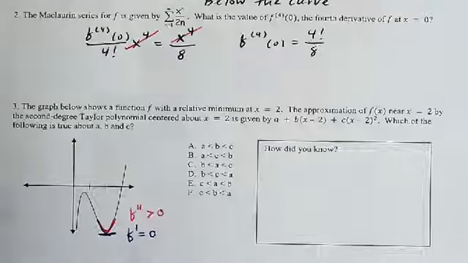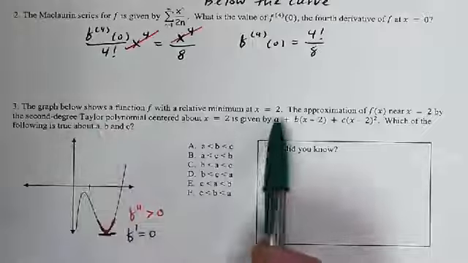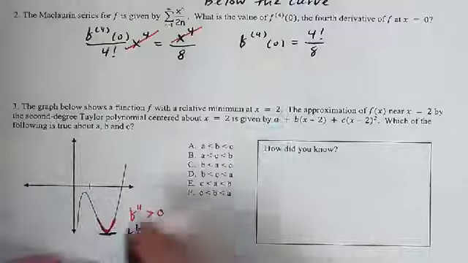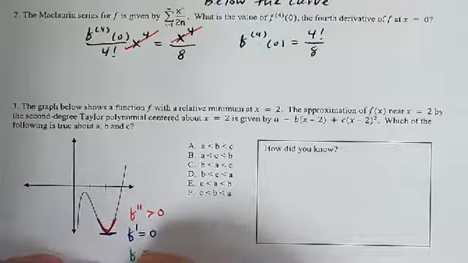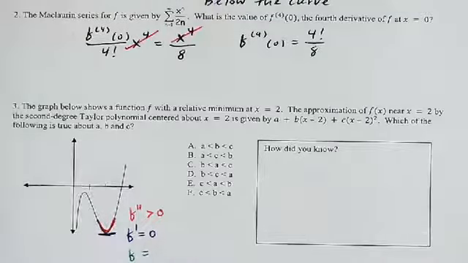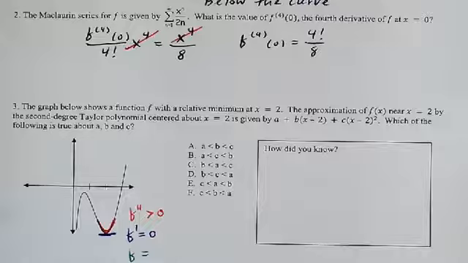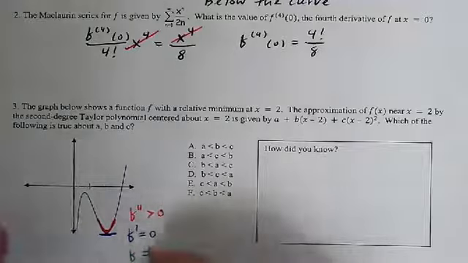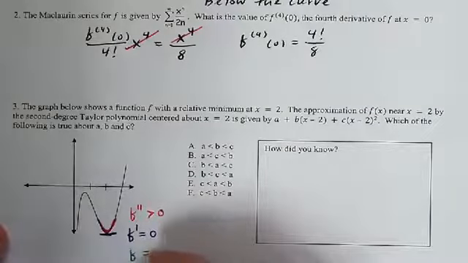And then they're going to ask me about a. Well, a is just f of 2. And f of 2, if you think about it, is the y-coordinate. And the y-coordinate down here is going to be negative, right? Because I'm down here below the x-axis.